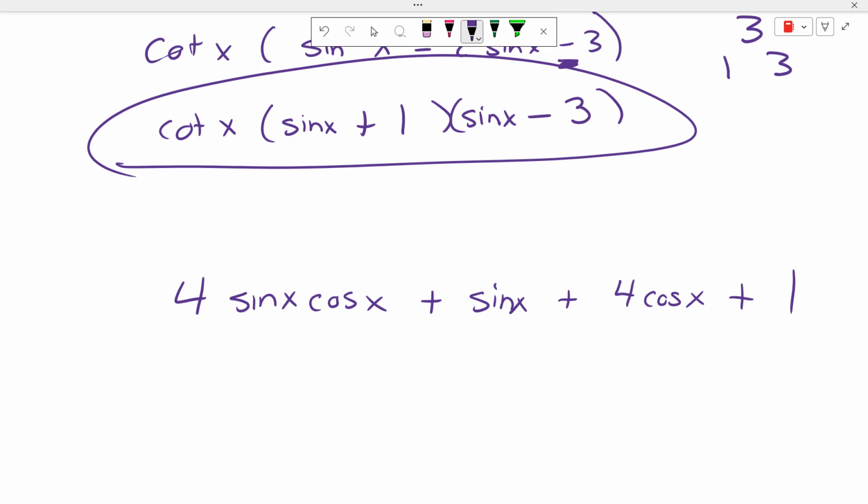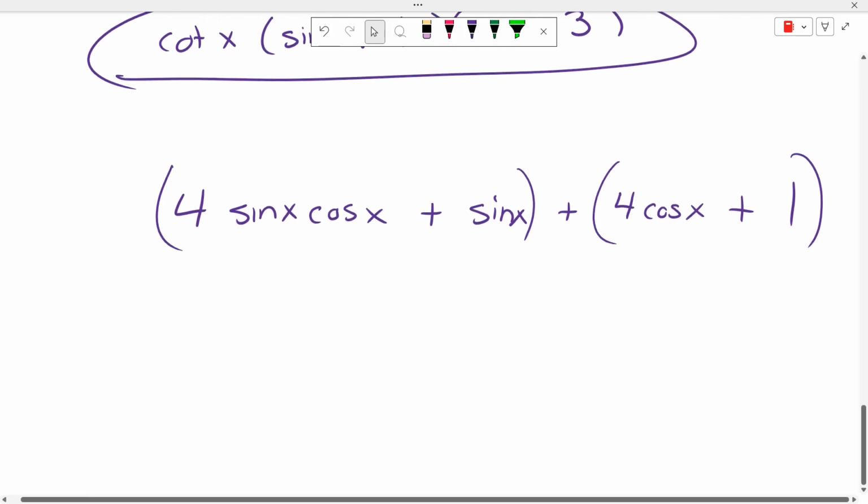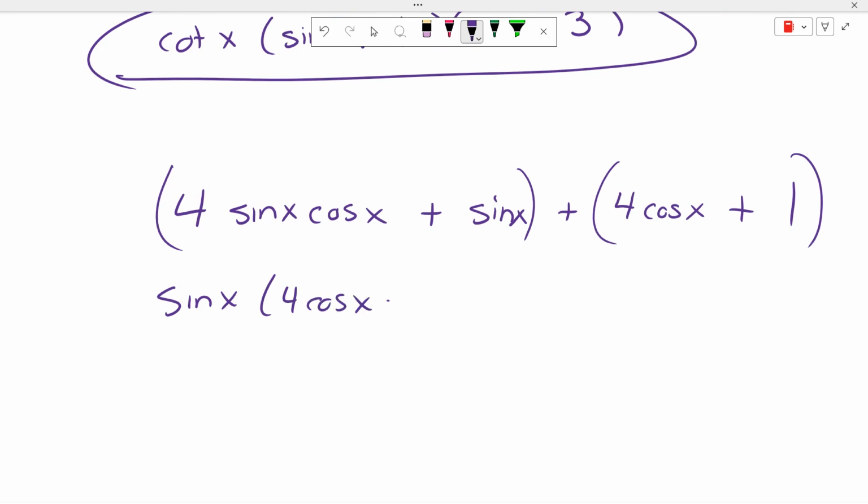All right, when you have 4 terms, group the first 2 and the last 2. What can factor out of the first 2? Sine of x. And we get 4 cosine of x plus 1. What can come out of the last 2? Nothing, so it's a 1, to get 4 cosine of x plus 1.